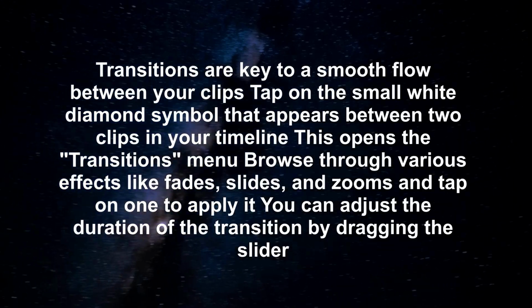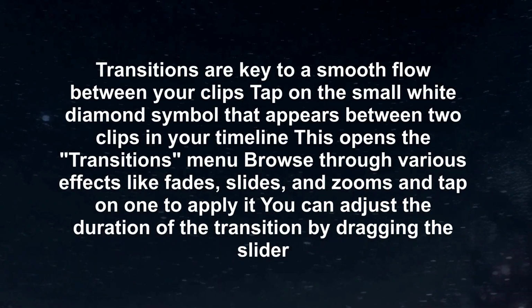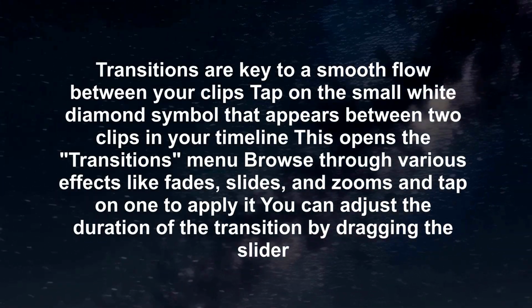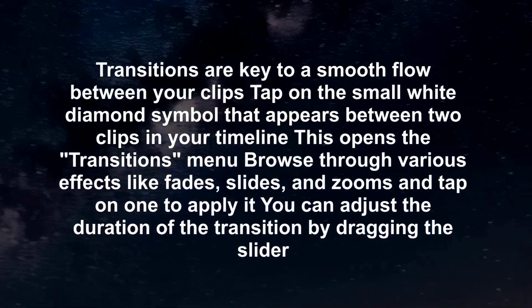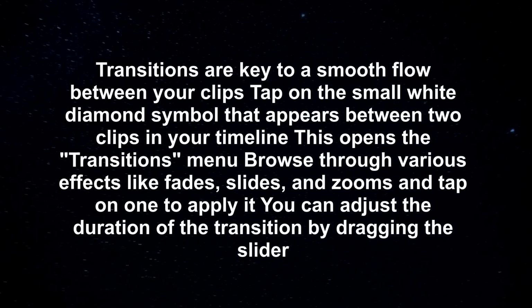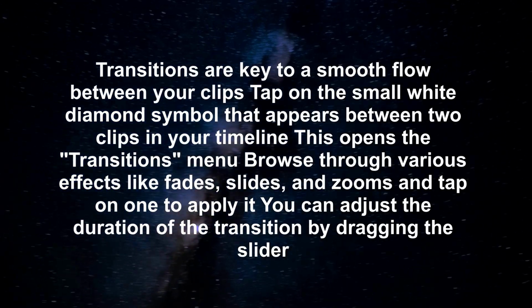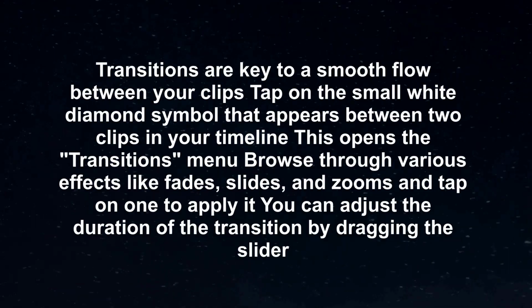Transitions are key to a smooth flow between your clips. Tap on the small white diamond symbol that appears between two clips in your timeline. This opens the Transitions menu. Browse through various effects like fades, slides, and zooms and tap on one to apply it. You can adjust the duration of the transition by dragging the slider.